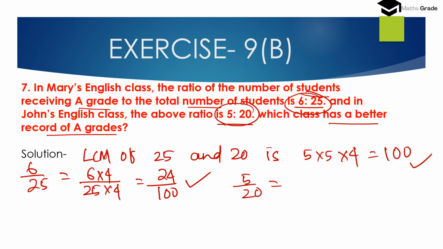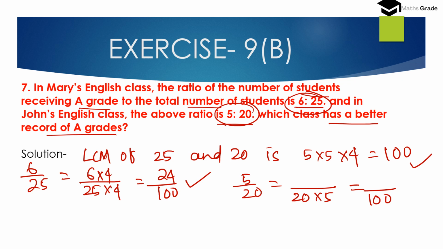Now convert the ratio 5 is to 20, that is 5 divided by 20, into the equivalent ratio. Equate the consequent 20 with the LCM. We know that in the table of 20, if we multiply the number 5 with 20, we get 100. 20 multiplied by 5 is 100.